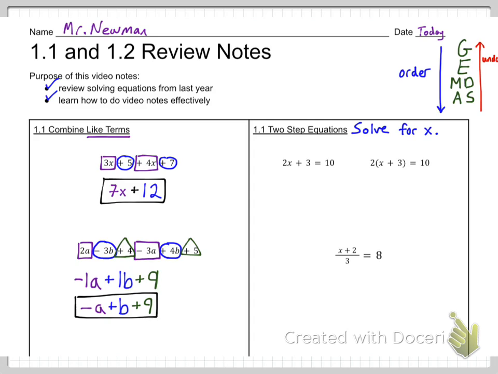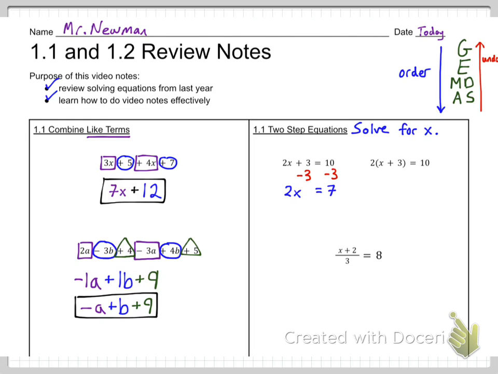So to undo it, we need to undo those in reverse order. We need to undo the plus 3, which happens later in GEMDAS. We need to undo that first. So we're going to actually subtract 3 first. And of course, you have to do that from both sides. So we're left with 2x equals 7.